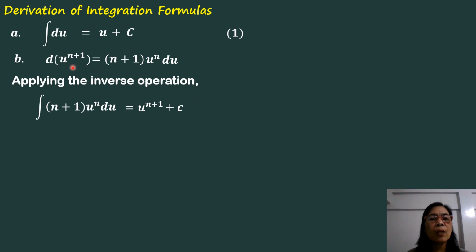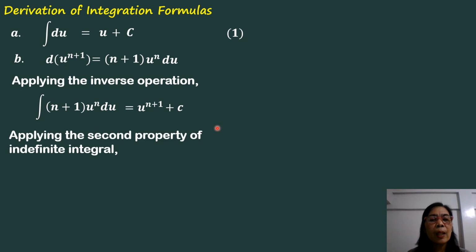So take note in here, when we apply the power formula in finding the differential of u raised to n plus 1, n plus 1 in here is a constant. That means this quantity n plus 1 is a constant. So simplifying now this statement, we can apply the second property of indefinite integral where the constant factor may be written outside the integral sign. And then we can divide both sides of the equation by the quantity n plus 1.